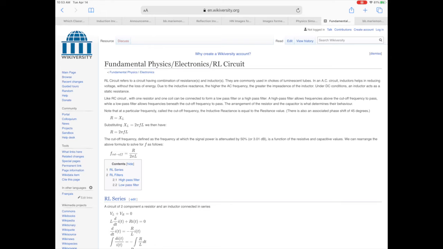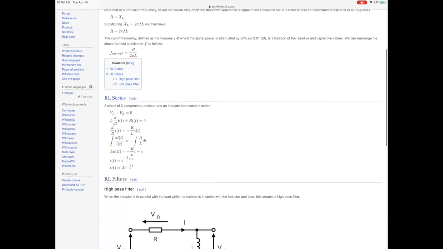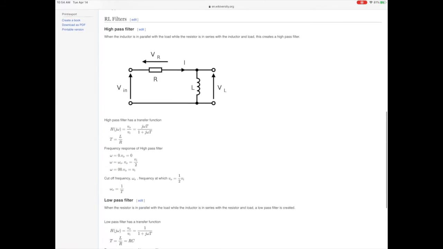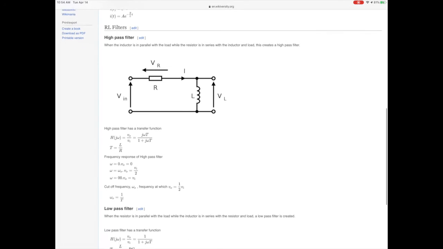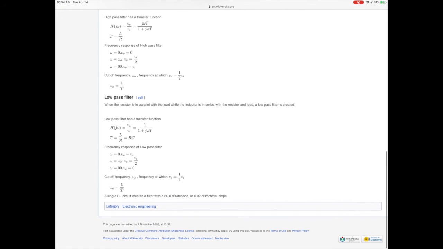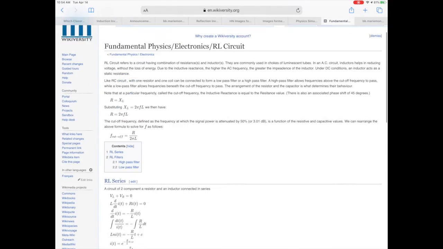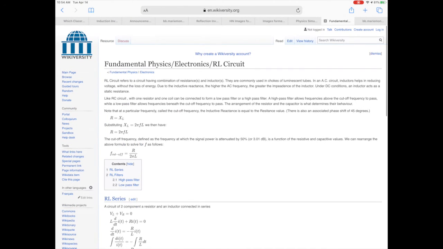Now, what are RL circuits used for? Well, in simple terms, they're used for filters, high pass filters, low pass filters, to be able to filter different frequencies.